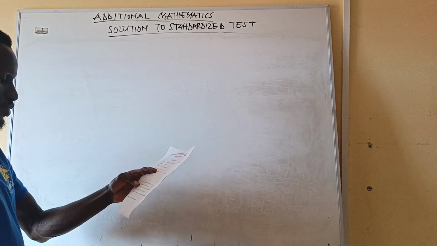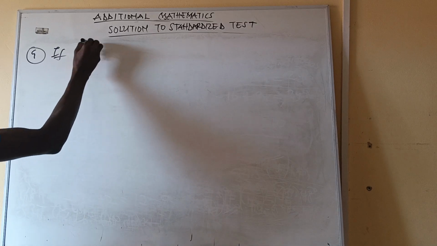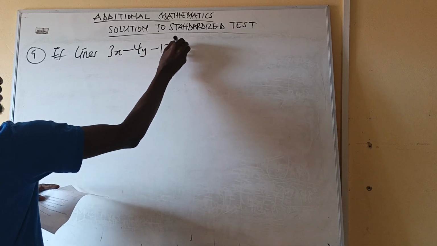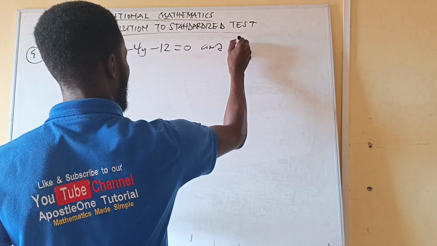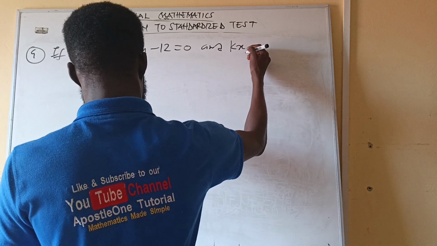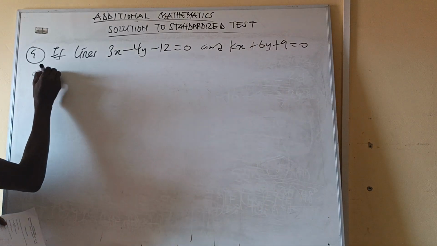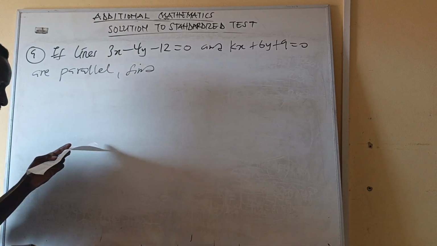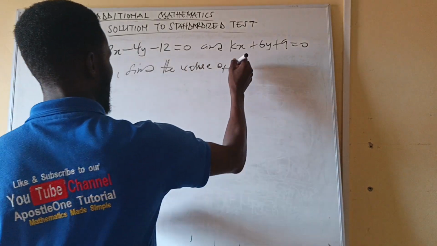Now question number 9, we have these two questions. If lines 3x minus 4y minus 12 is equal to 0, and another line kx plus 6y plus 9 is equal to 0 are parallel. Find the value of the constant k.